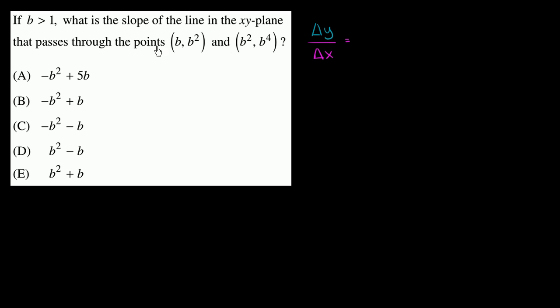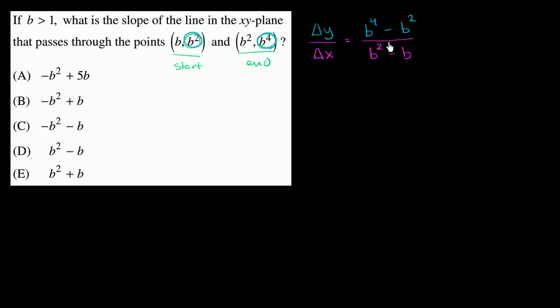And so in this circumstance, what's our change in y going to be? Well, if we view this as the start, this is where we start and this is where we end, our change in y is going to be our end y minus our start y. Let me do that in blue color since I wrote change in y in that blue color. Our end y minus our start y. So it's going to be b to the fourth minus b squared. And our change in x is going to be our end x, which is b squared, minus our start x, which is b.